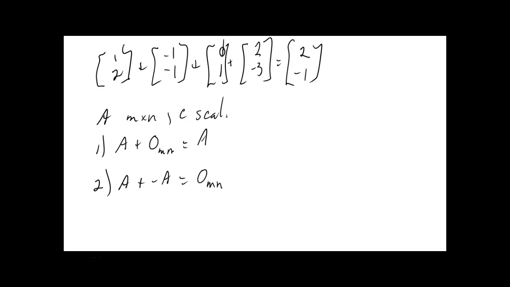And then the third, dealing with zeros here. If C times A, they left off the parentheses, it doesn't matter, is equal to the 0 matrix, M by N matrix, then that implies that either C is equal to 0 or A is also the M by N 0 matrix.